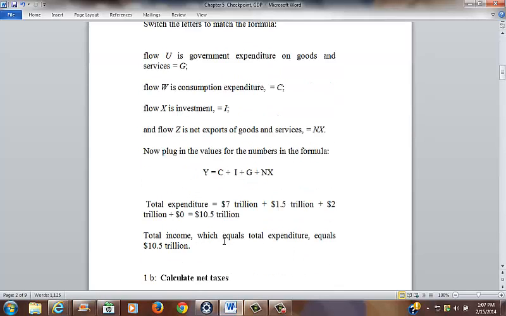And the numbers you'll get then is that total expenditure equals 7 trillion plus 1.5 trillion plus 2 trillion plus 0, and that equals 10.5 trillion. The total income, and that equals total expenditure, equals 10.5 trillion.